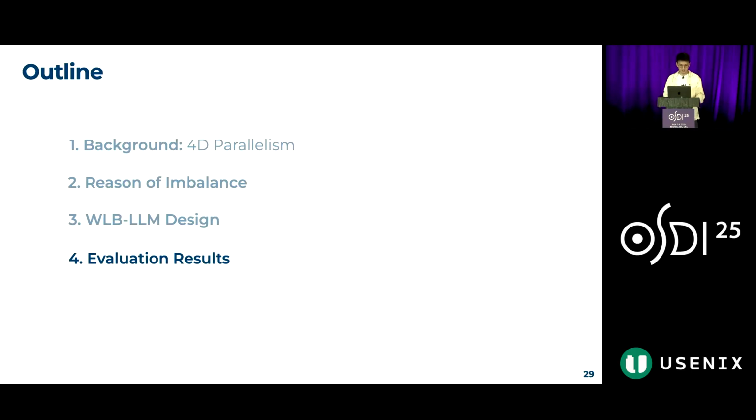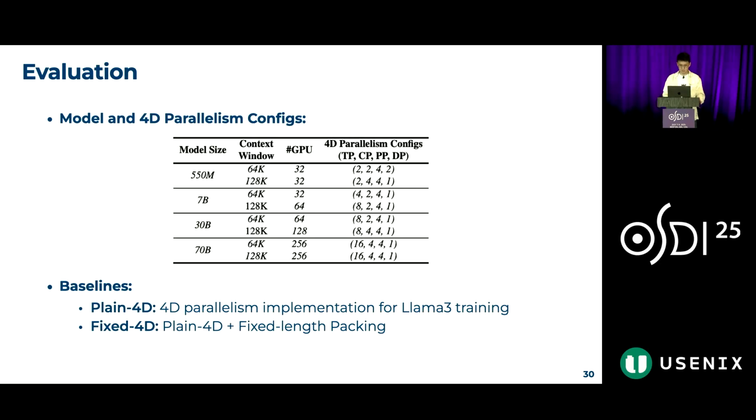And lastly, let me demonstrate the improvement achieved by our solution. We test WLB-LLM on different model sizes ranging from 500 million to 70 billion parameters, and the detailed 4D parallelism configuration can be found in this table. Regarding the baselines, we choose 2 baselines for comparison. The first one is the 4D parallelism implementation for Llama 3 training at Meta. And the second one is Fixed 4D, which is the 4D baseline plus the fixed length packing optimizations.